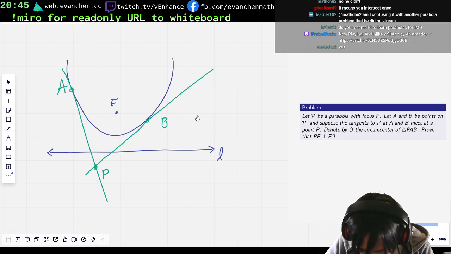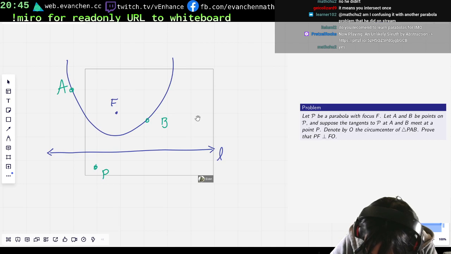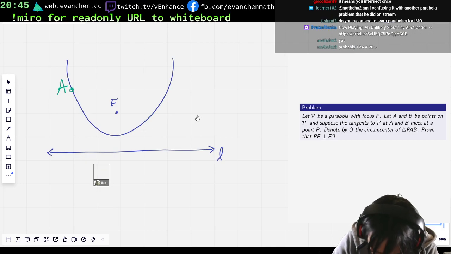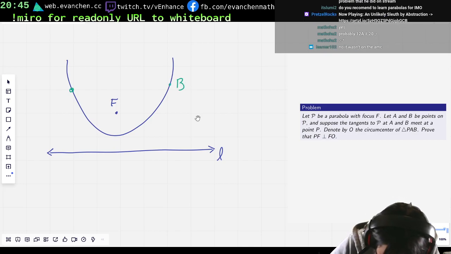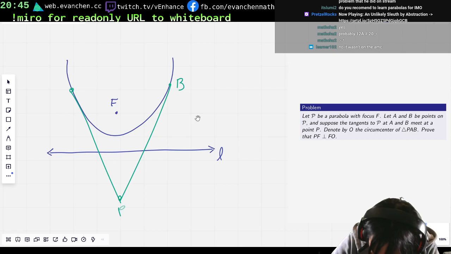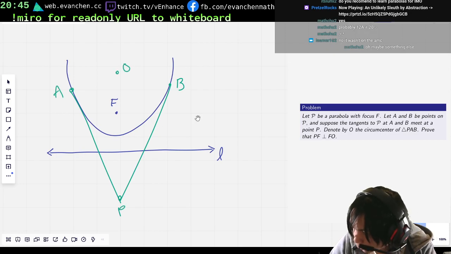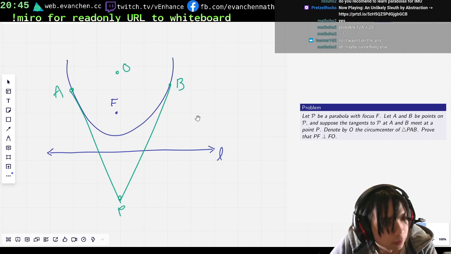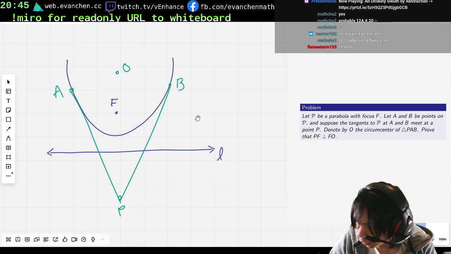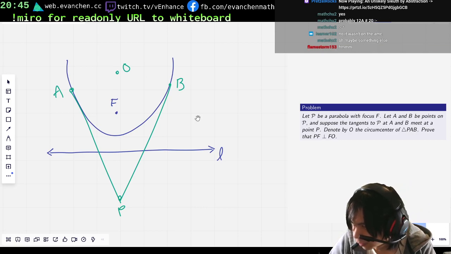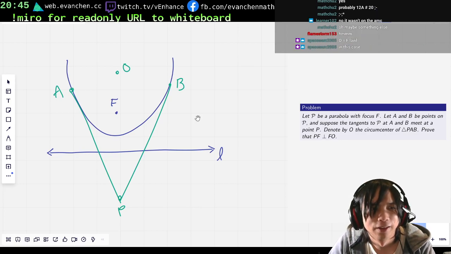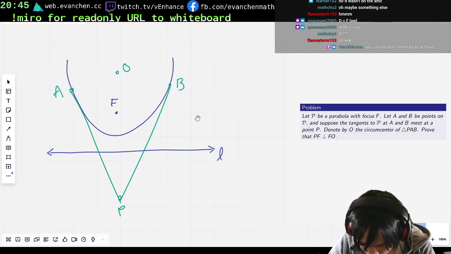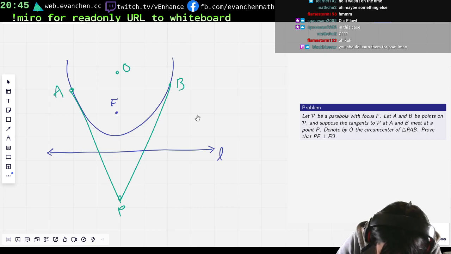Wait, I'm really confused. If I pick A and B to be symmetric points, aren't P, O, F collinear just by symmetry? Like, if I picked A here and B here, O is somewhere on this line, right? So how is PF perpendicular to FO? Did I misread the problem? Help, what's going on? Oh, seriously? O is equal to F? Seriously? No, I don't believe you. How? What?